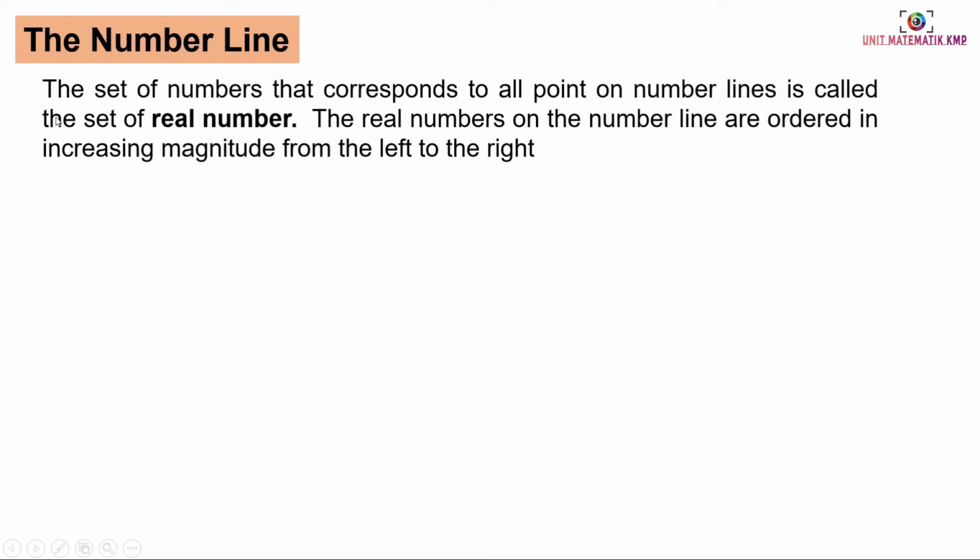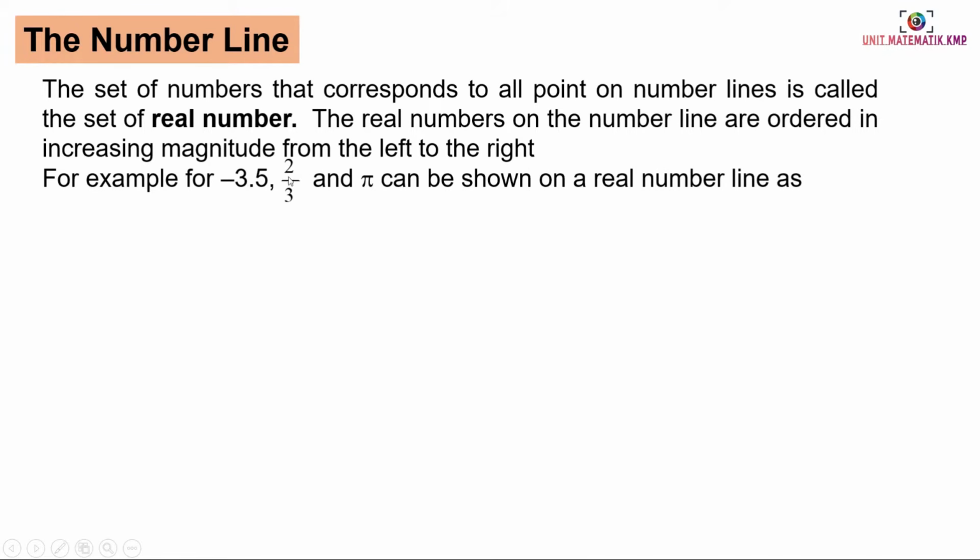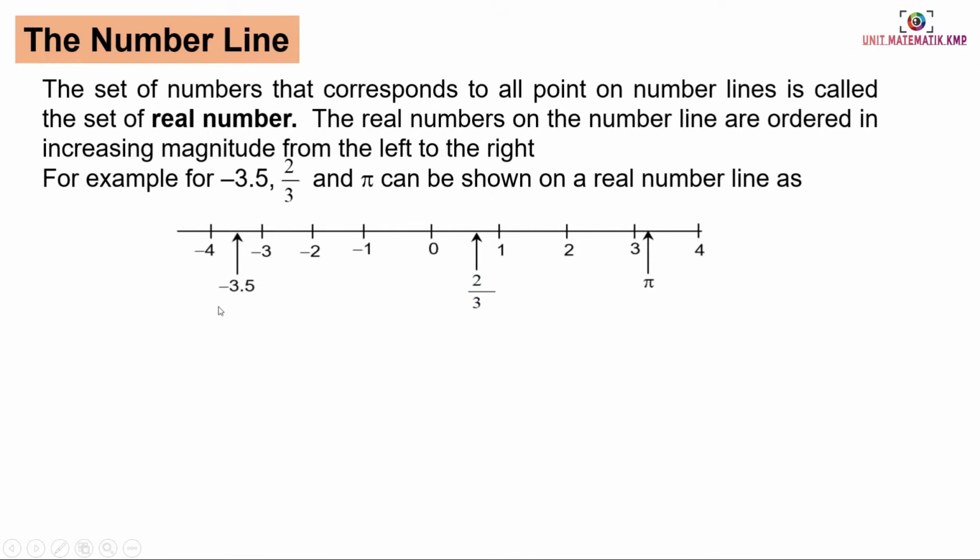number line. The set of numbers that corresponds to all points on number lines is called the set of real numbers. The real numbers on the number line are ordered in increasing magnitude from the left to the right. For example, negative 3.5, 2/3, and pi can be shown on a real number line as negative 3.5 between negative 4 and negative 3, 2/3 between 0 and 1, and pi between 3 and 4.